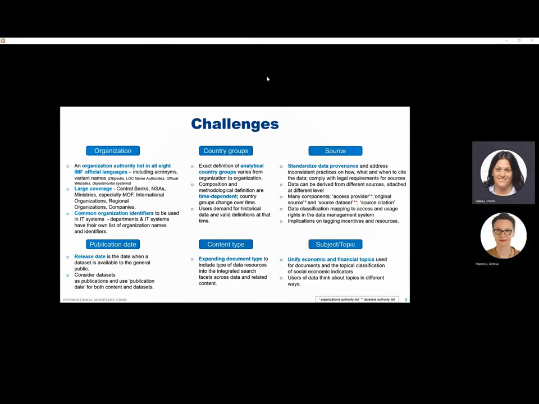Now, the main challenge related to source is standardized data provenance. We observe inconsistent practices on how, what, and when to cite the data in our effort to comply with legal requirements. Also, source consists of many components: access provider, original source, source data set. And moreover, as data can be derived from different sources and can be attached to different levels, data classification and its mapping to access and usage rights are challenging for the data management system. This, of course, comes with implications on tagging, incentives, and resources.